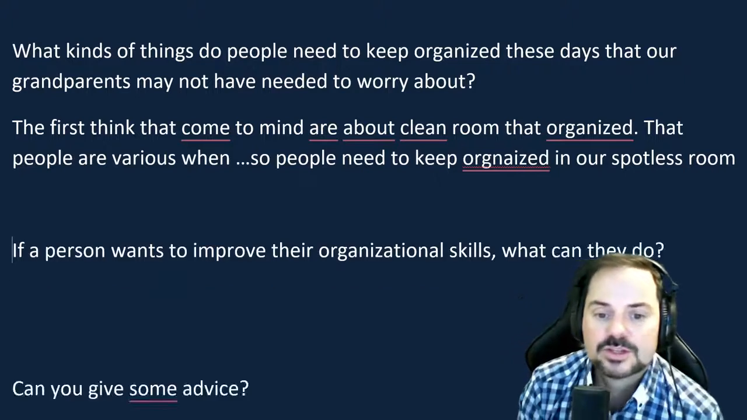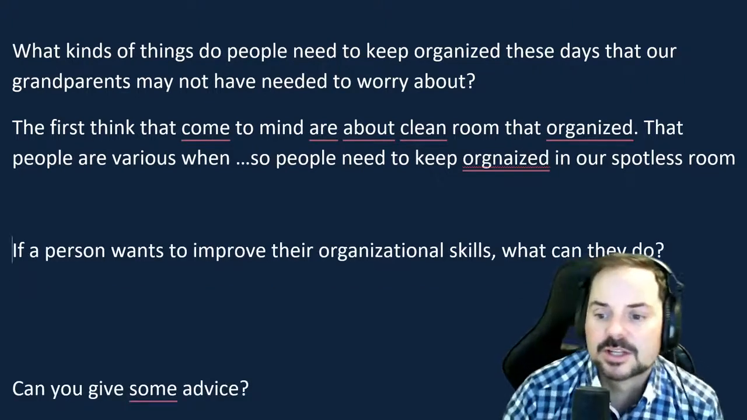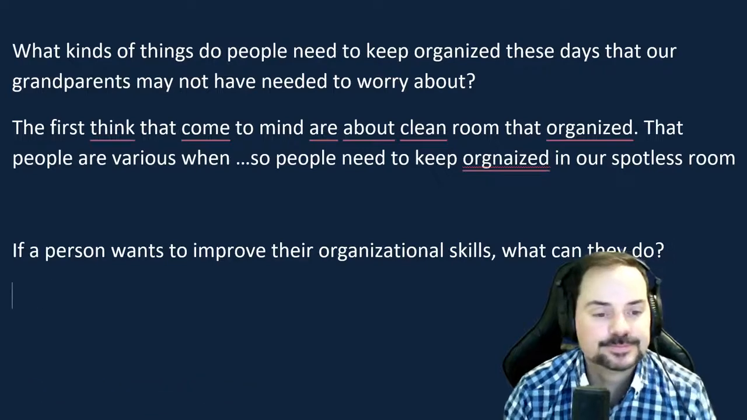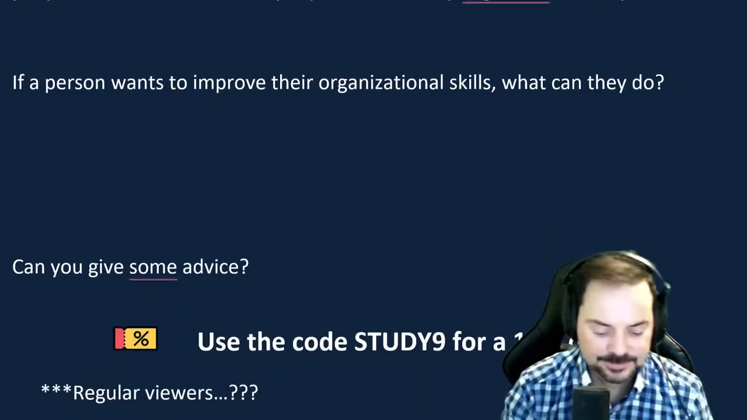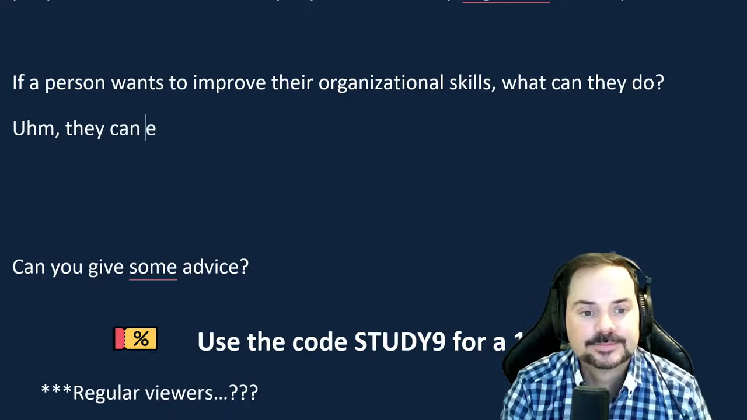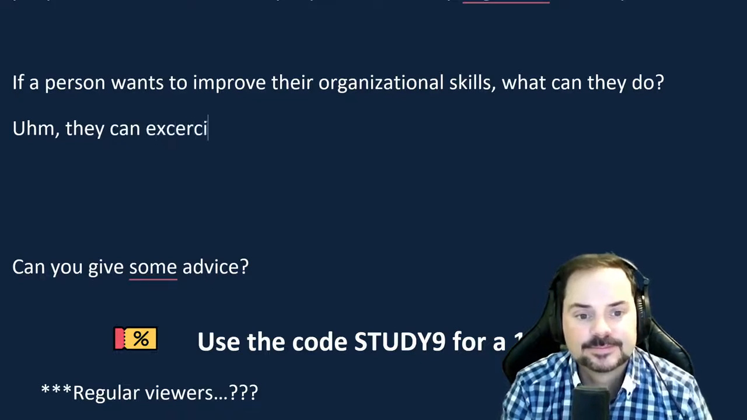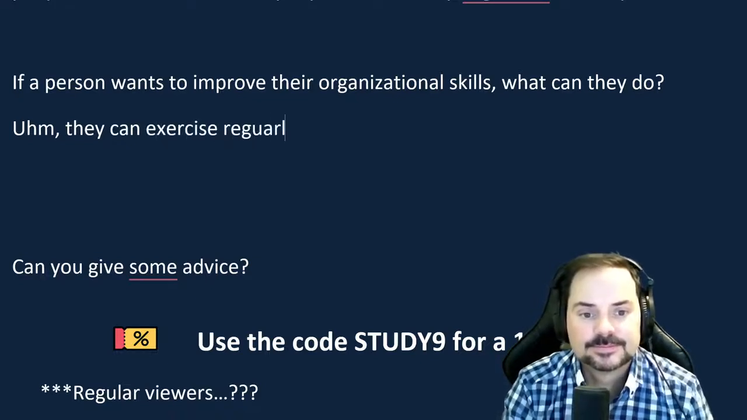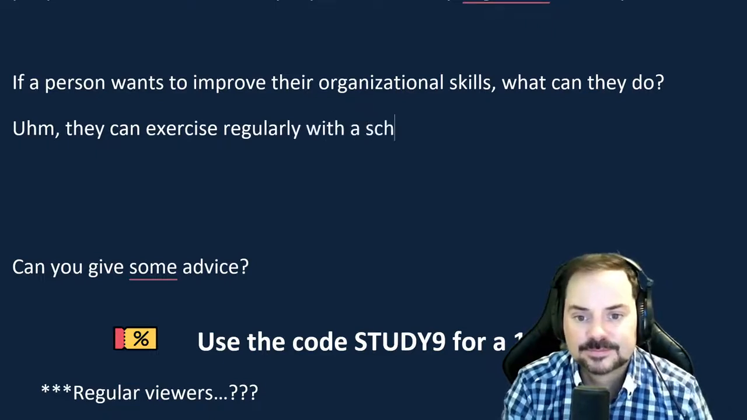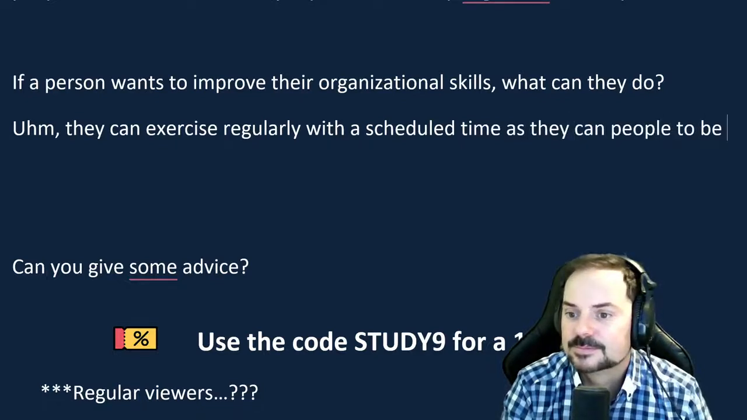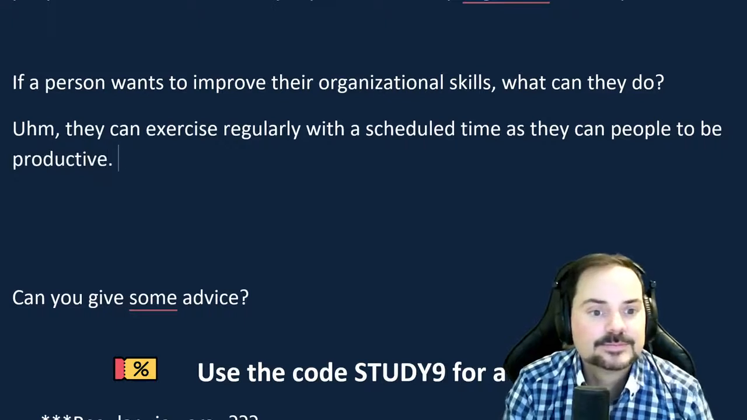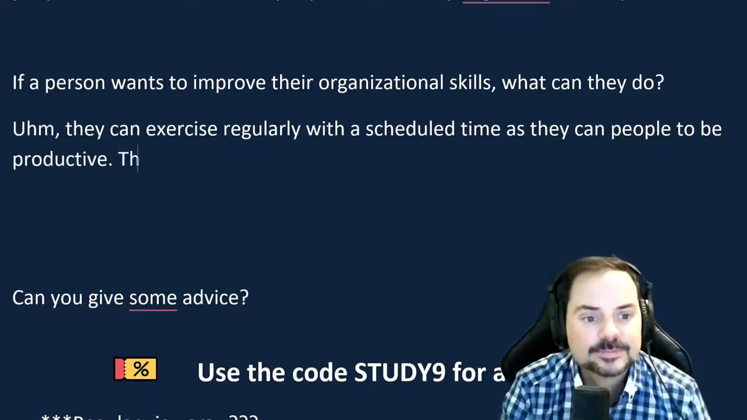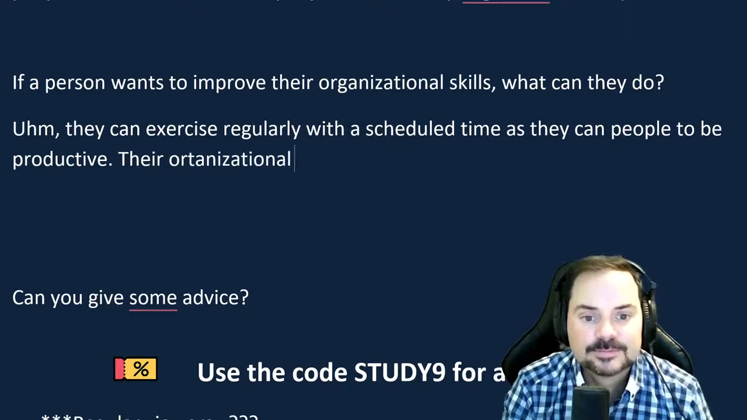If a person wants to improve their organizational skills, what can they do? They can exercise regularly with scheduled time, as that could help people to be productive. So it is important to make organizational ability. People need to practice it day by day to get better organized actions.